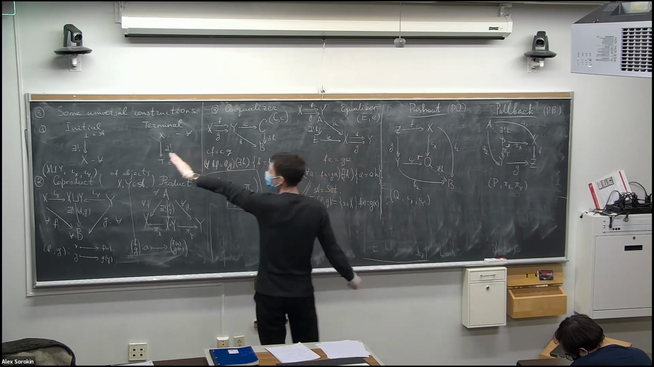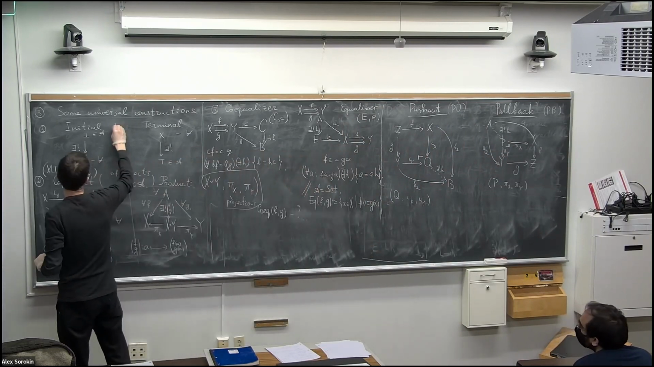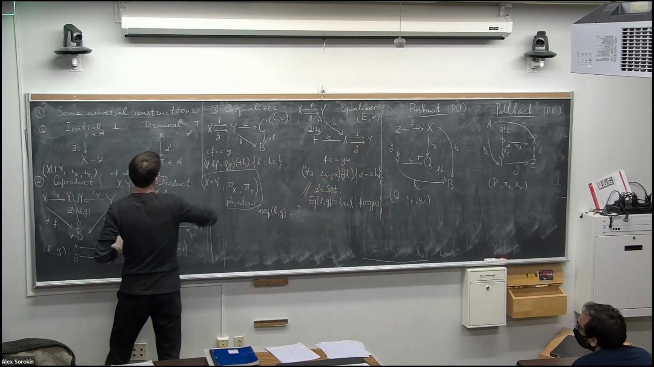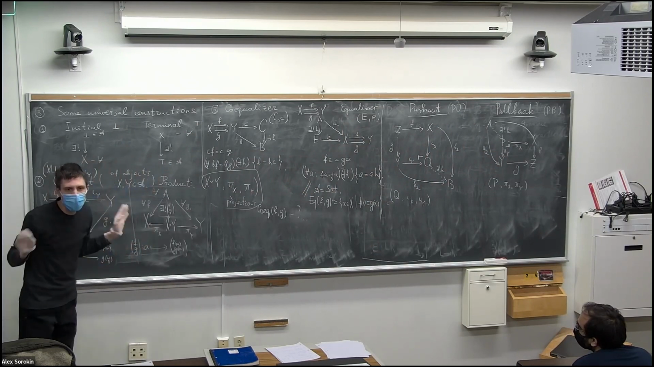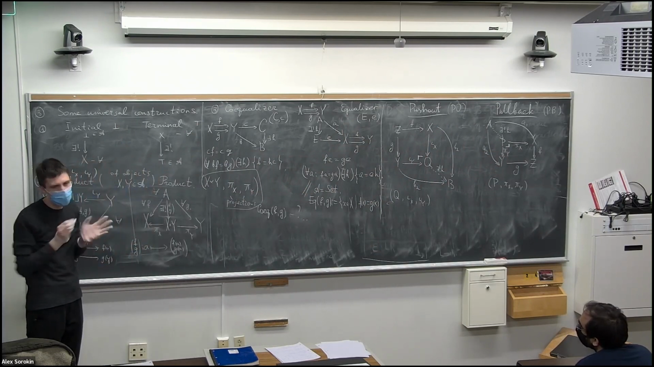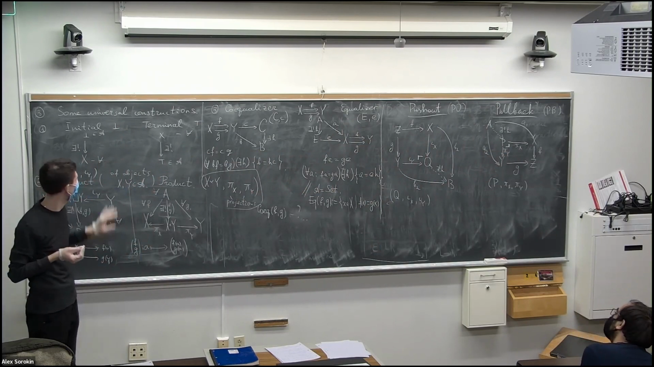What about the initial and terminal? Initial is a cocone, terminal is a cone, and without any morphism. You don't need it. So here is this one.